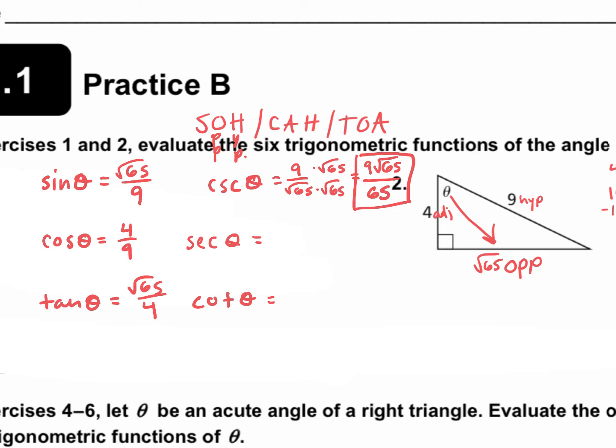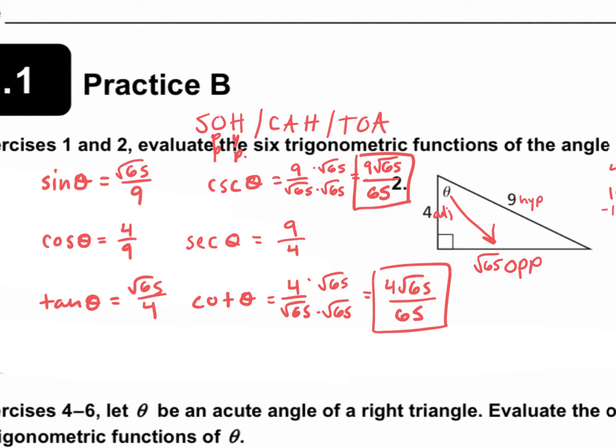Now secant is the reciprocal of cosine, so we just flip it. So 9 over 4. Can't simplify, so we're good. And then cotangent is the reciprocal of tangent. We flip it. We have 4 over square root 65. Again, we can't get square root 65 on the bottom, so we multiply both the top and the bottom by square root 65. So we get 4 square root 65 over 65. Can't simplify, so that's our answer. So these are our 6 trig functions.